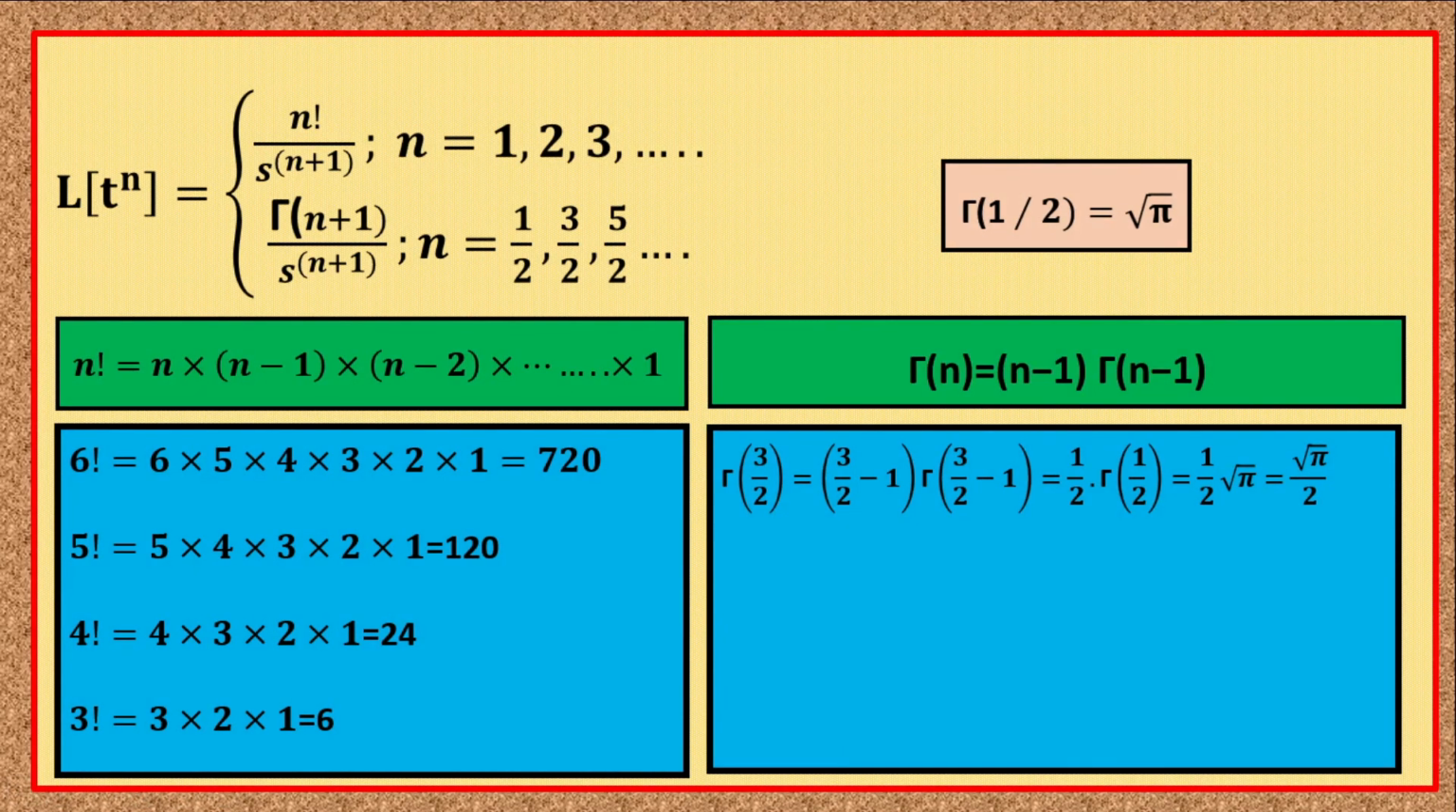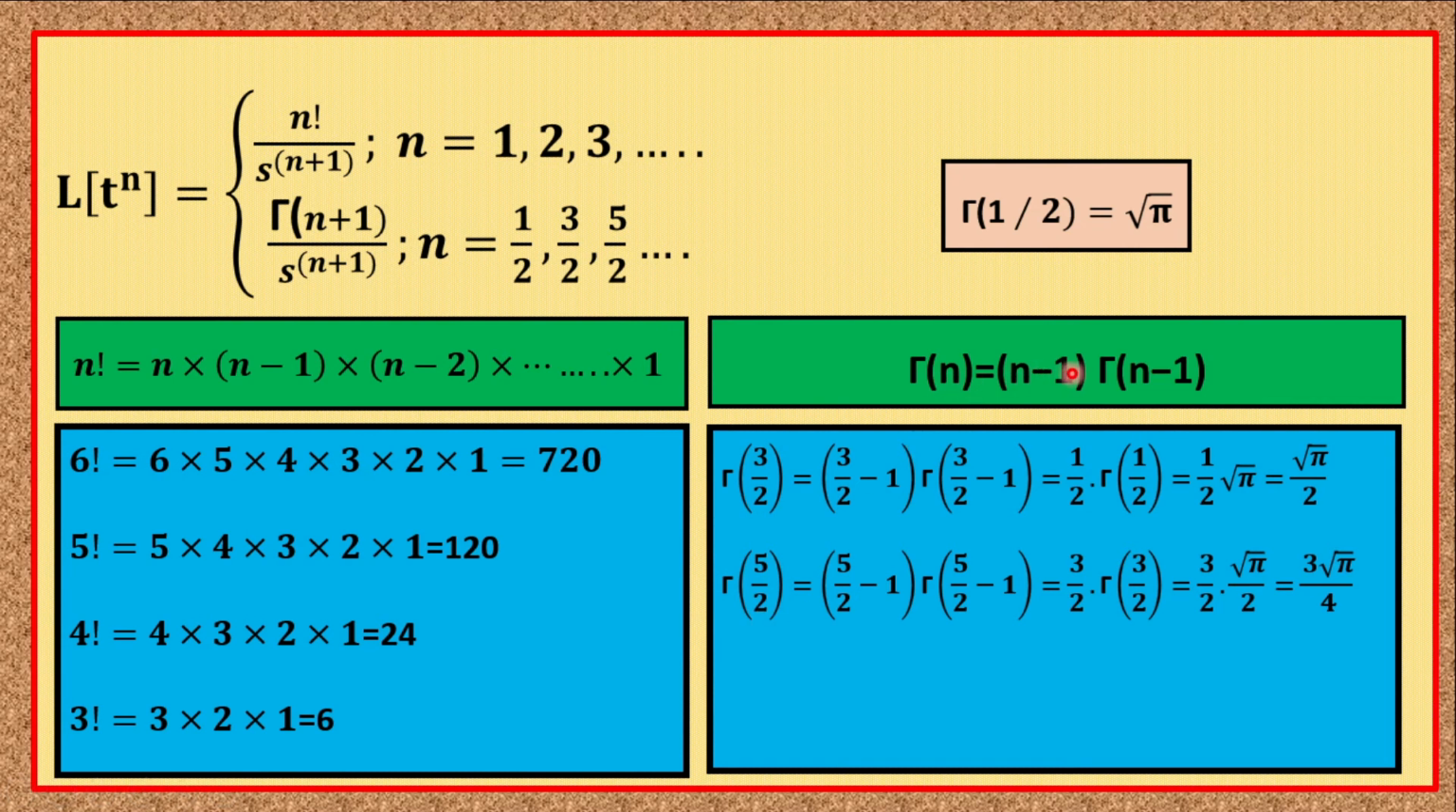In a similar way, we can calculate gamma of 5 by 2. To calculate gamma of 5 by 2, again we use this formula. At the place of n, we have 5 by 2. So gamma of 5 by 2 will be equal to 5 by 2 minus 1 into gamma of 5 by 2 minus 1. And 5 by 2 minus 1 is nothing but 3 by 2. So we get 3 by 2 into gamma of 3 by 2. Gamma of 3 by 2 we have already calculated, and it's square root of pi divided by 2. Substituting these values, after simplification we get 3 into square root of pi divided by 4 as the value of gamma of 5 by 2.